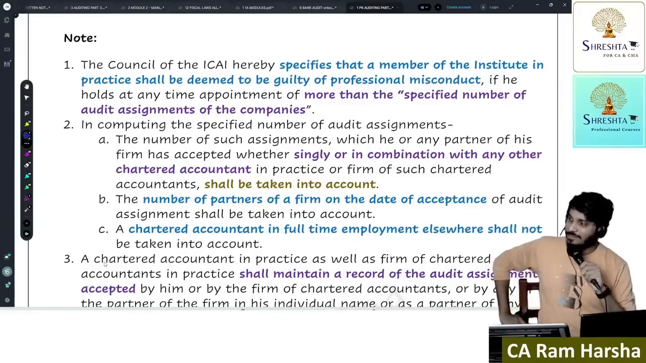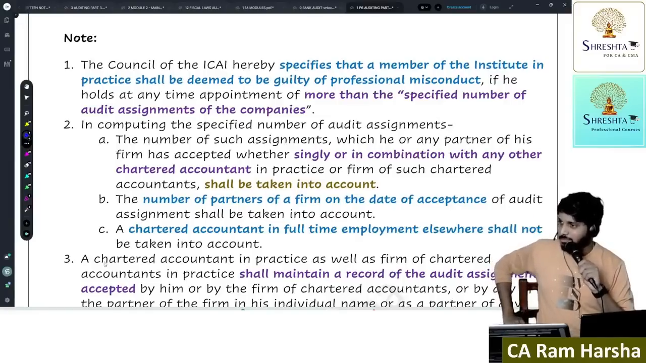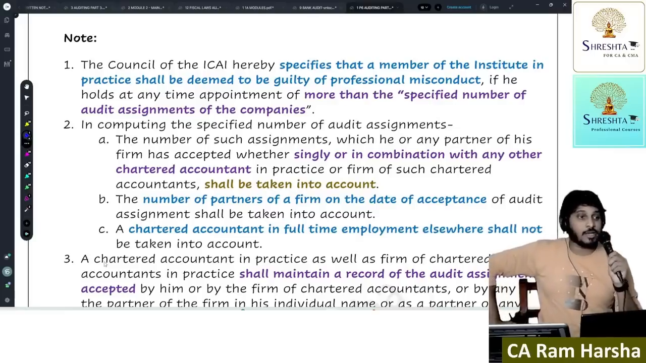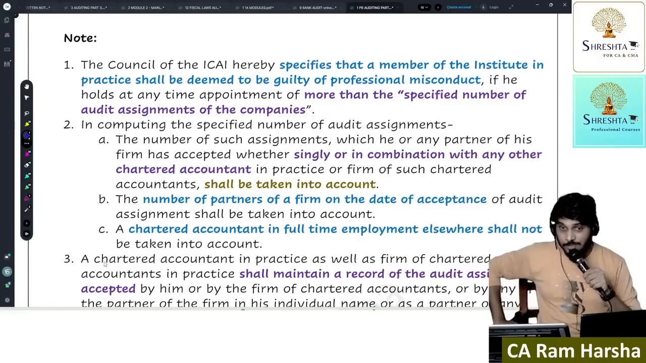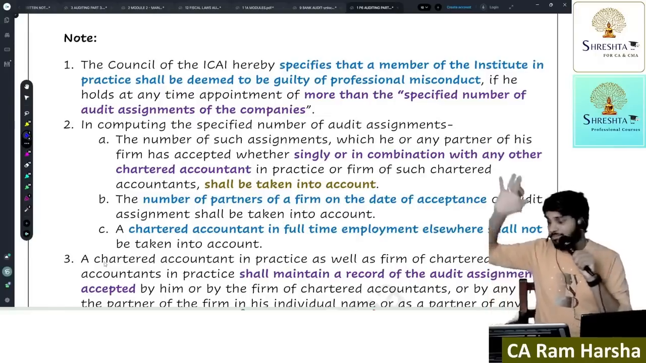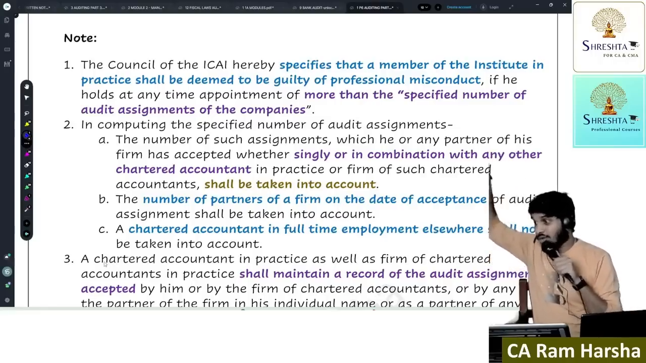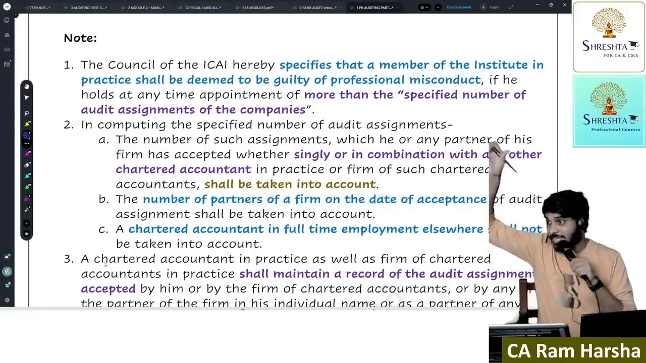Now you have a doubt. Which one should we satisfy, sir? Both. Suppose I am having 35 private company audits. As per company law, it is okay, fine. But as per the CA Act, it is not permitted, because I am having more than 30 companies in total. I'm disqualified as per the CA Act, Code of Ethics. ICAI will take action against me.